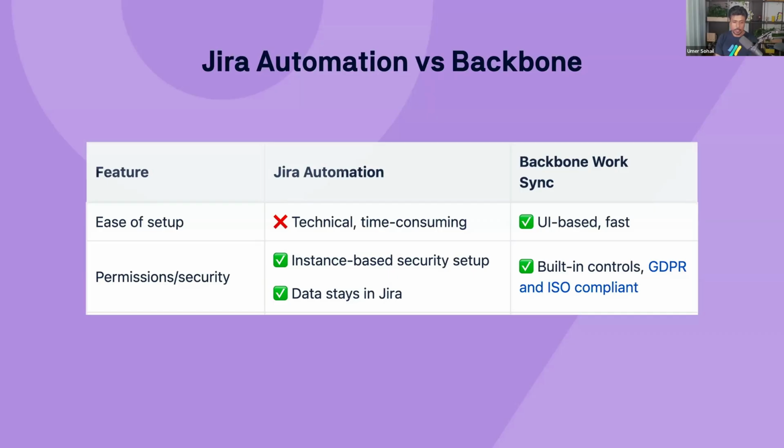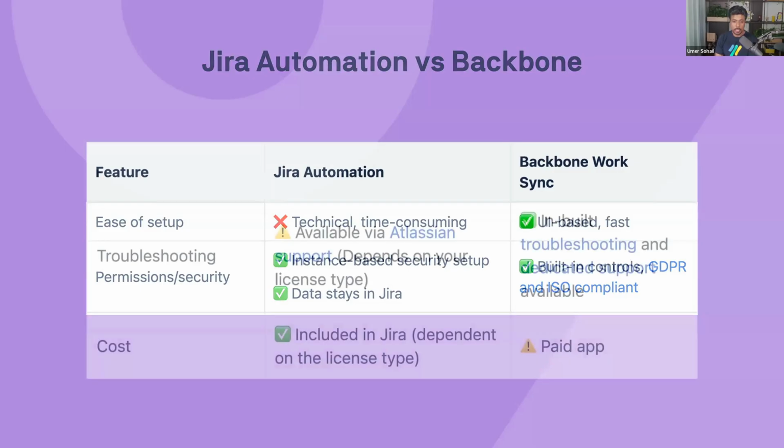Permission wise, I think Jira Automation is sometimes picked by a lot of people because they don't want to install a lot of third-party apps, and it's just a huge list of things and compliance issues that they run into. So all of your data basically stays in Jira. That's a good point. But obviously, Backbone being a marketplace app, we do care about your data as well. So it's GDPR compliant, ISO certified, and I also heard that SOC 2 is coming. So it's good in that aspect as well.